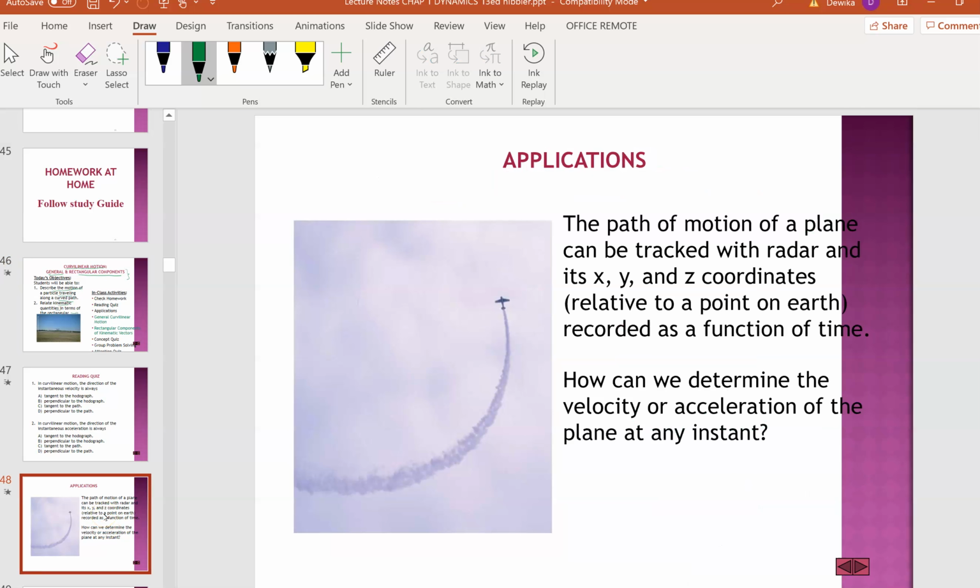So the application: the path motion of this plane itself can be tracked in the XYZ coordinates relative to a point on the earth, recorded as a function of time.